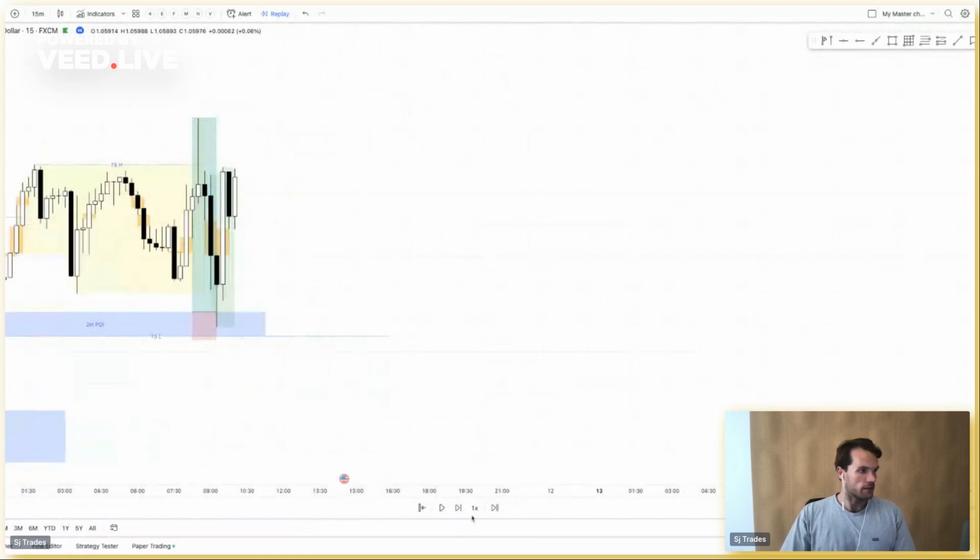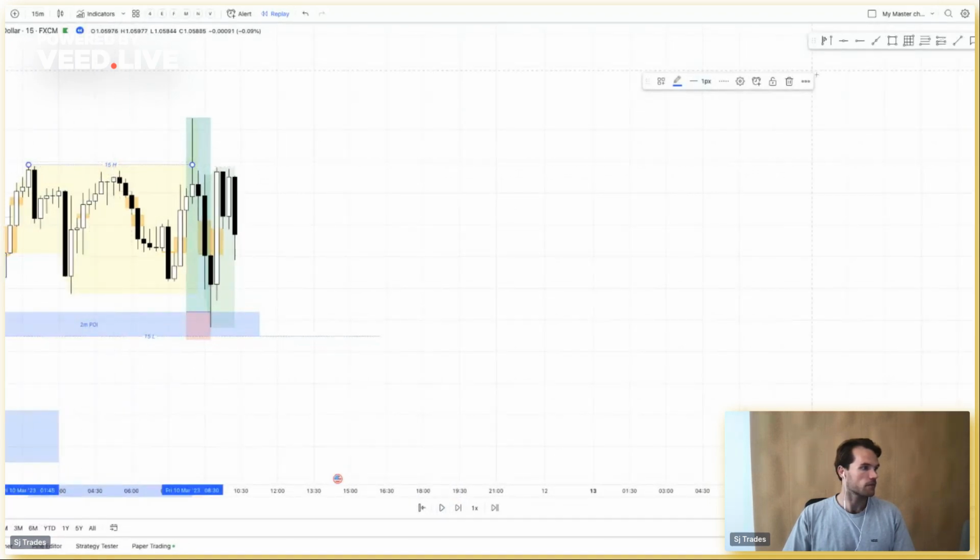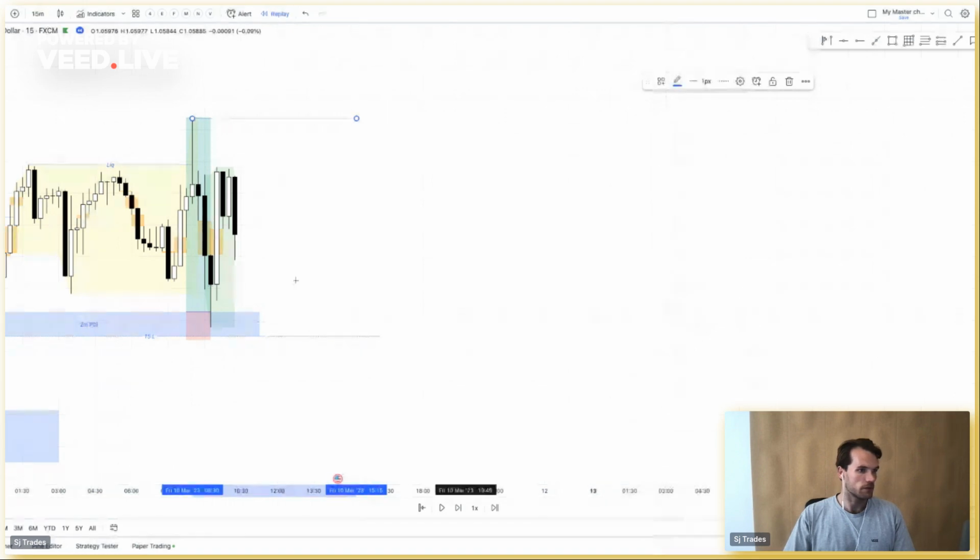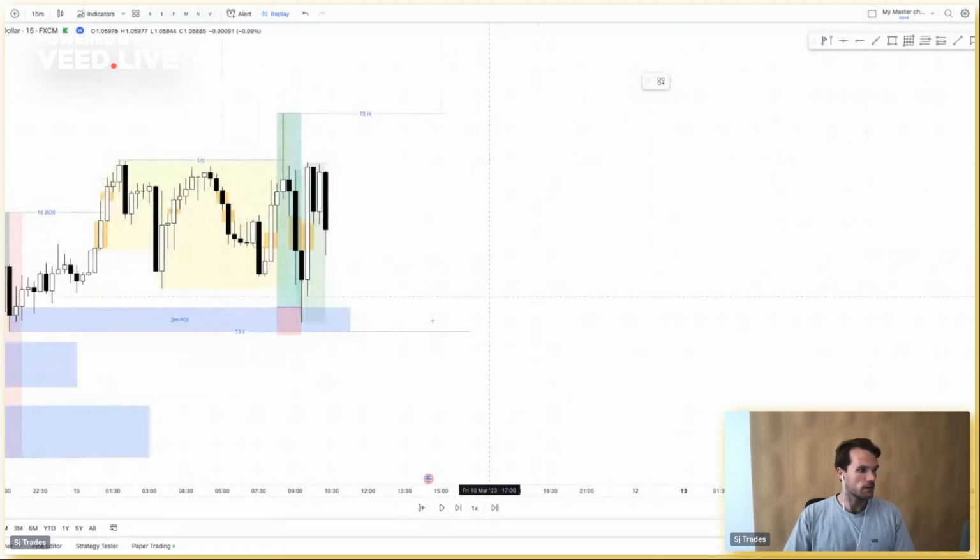So we're aiming for that. Swept the lows on London. Oh yeah, so I've got to change that to liquidity. Change this to 15-minute high. Is it still? Yeah.